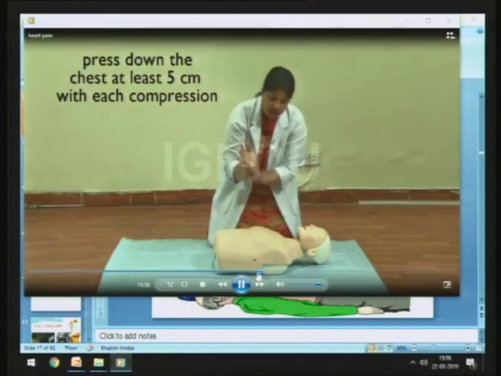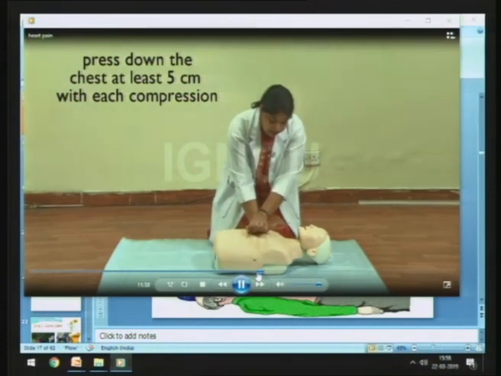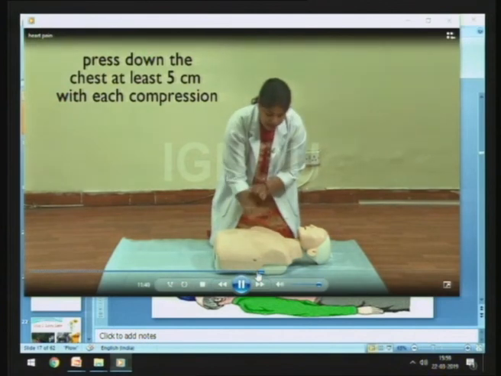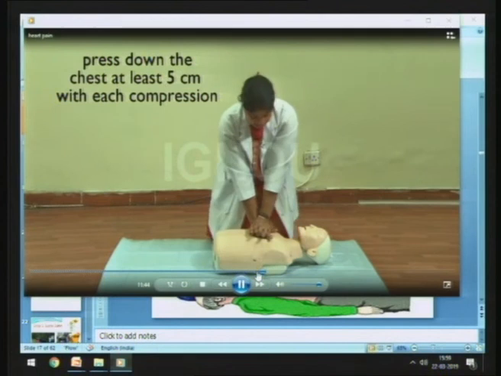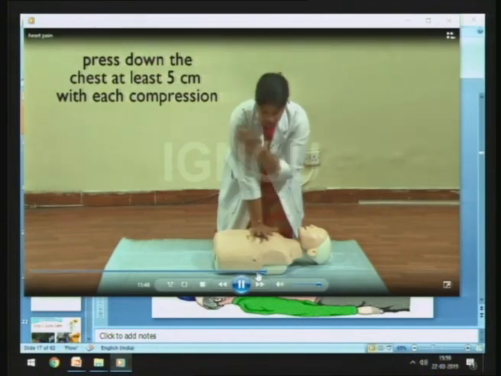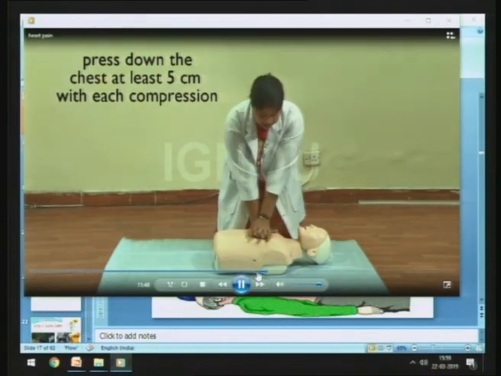I have kept my hands on the lower half of the sternum, placing the dominant hand first and then interlacing with the other hand, and then counting starts like this. There is no elbow flexion. The shoulders, arms and hands are in one line. So I'm just going to count like this, 30 compressions.